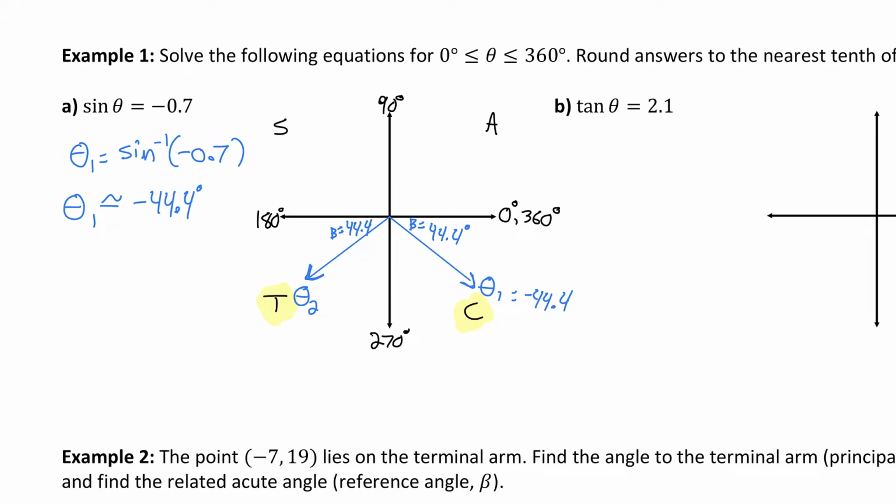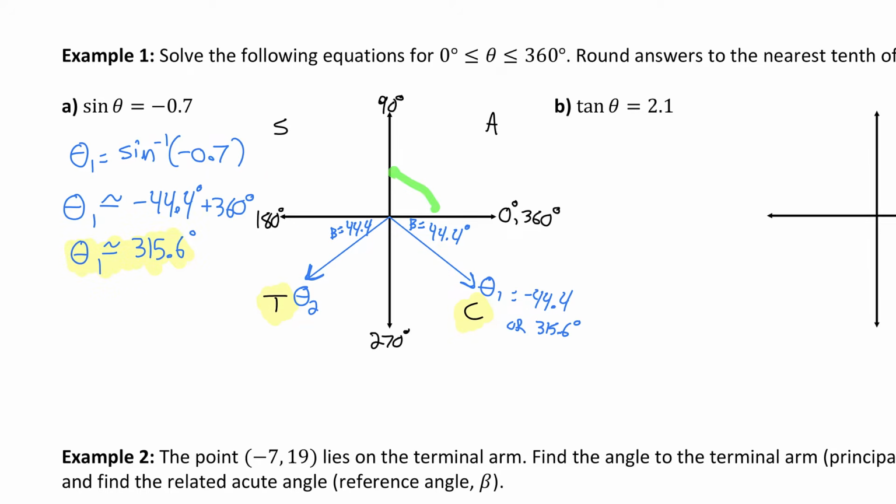And I can do that simply just by adding 360 degrees to that angle. If I add 360 to negative 44.4, it brings me right back to the same spot, but allows me to express it as a positive angle. So theta 1, if I add 360, I get 315.6 degrees. Whether you rotate 44.4 that way or 315.6 that way, it's the exact same terminal arm, meaning it has the exact same sine ratio. So there's my first answer to the question.